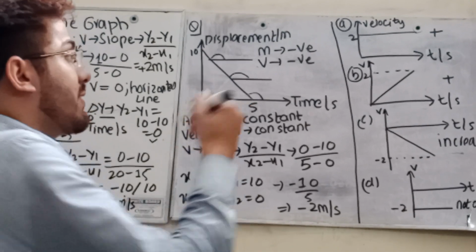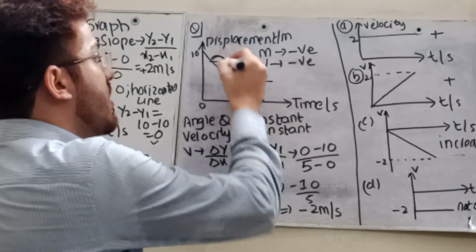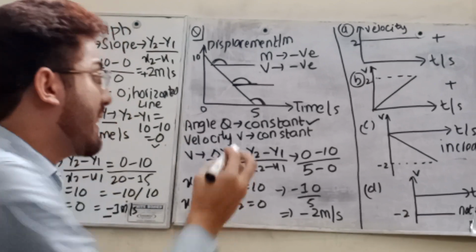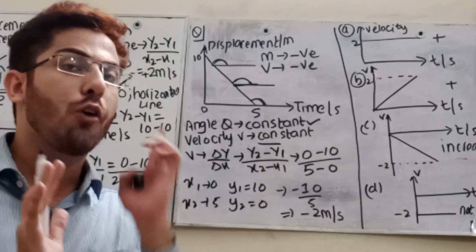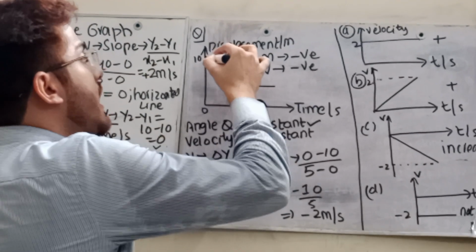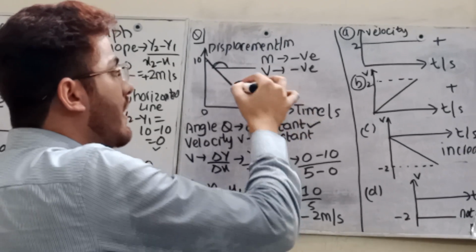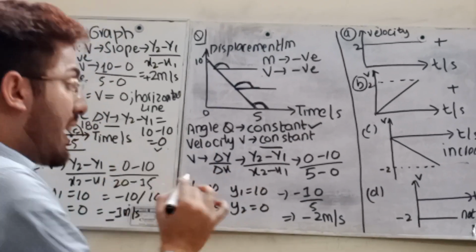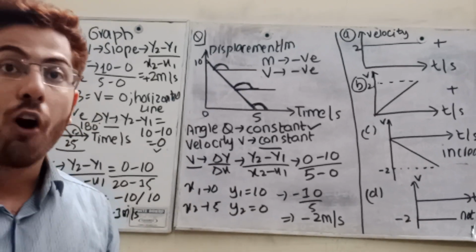First of all, theta is not changing. See, theta means the angle is not changing. It means that speed is constant. First of all, do remember one thing. Speed is constant, it means velocity is constant and theta is constant. Number one.